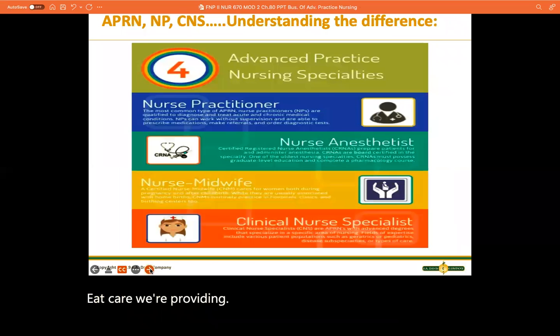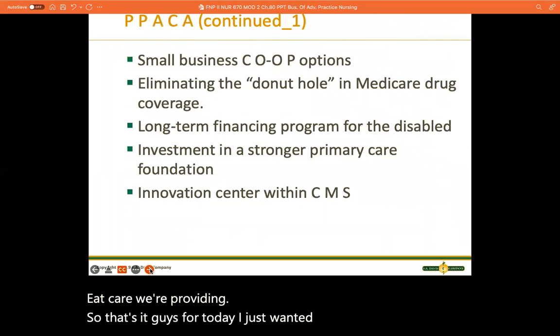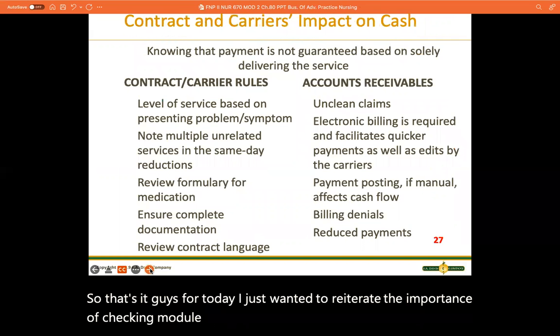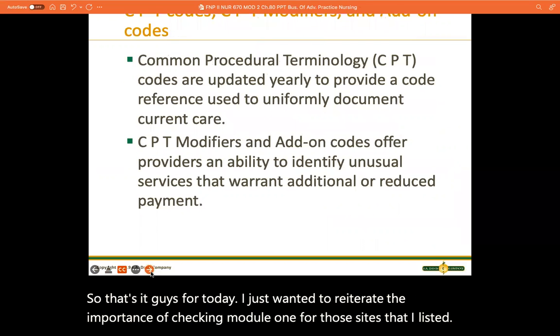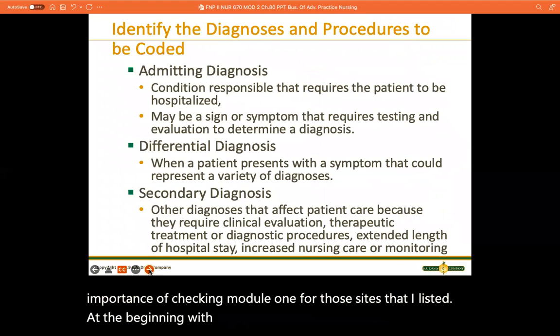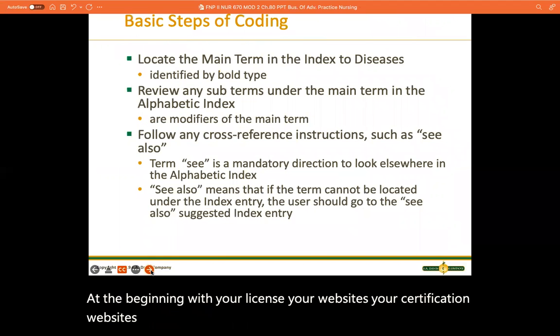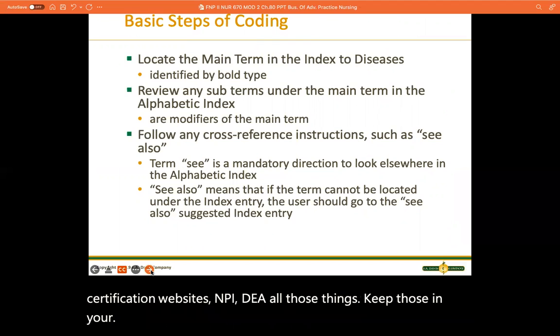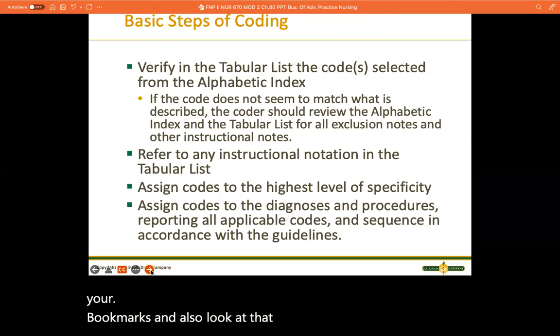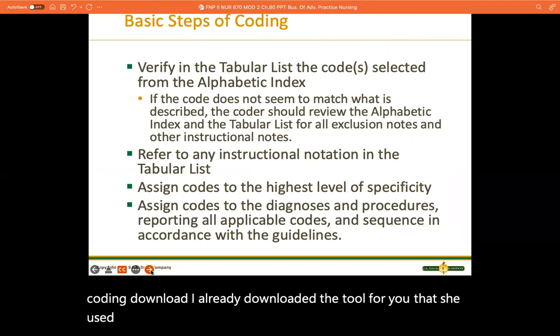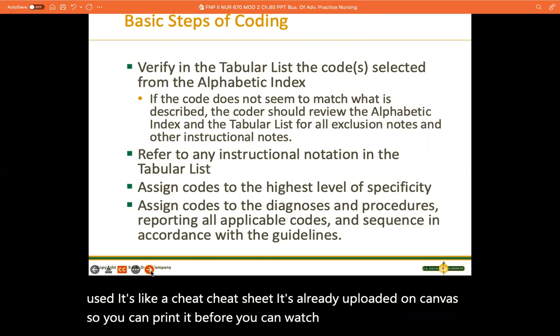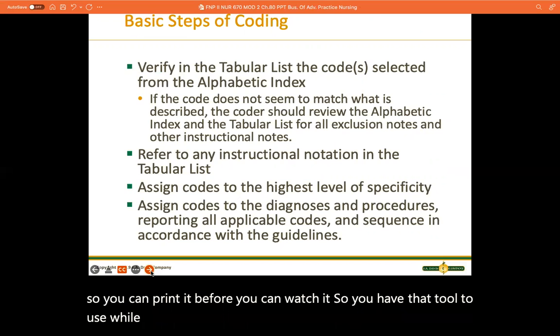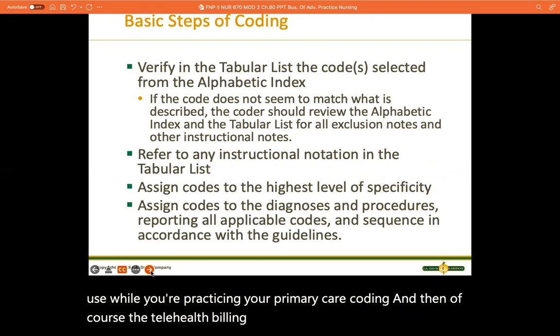So that's it, guys, for today. I just wanted to reiterate the importance of checking Module 1 for those sites that I listed at the beginning: your licensure websites, your certification websites, NPI, DEA, all those things. Keep those in your bookmarks, and also look at that YouTube video. Please review your coding. I already downloaded the tool for you that she used. It's like a cheat sheet. It's already uploaded on Canvas, so you can print it before you watch it, so you have that tool to use while you're practicing your primary care coding. And then, of course, the telehealth billing for nurse practitioners article, please review that as well.